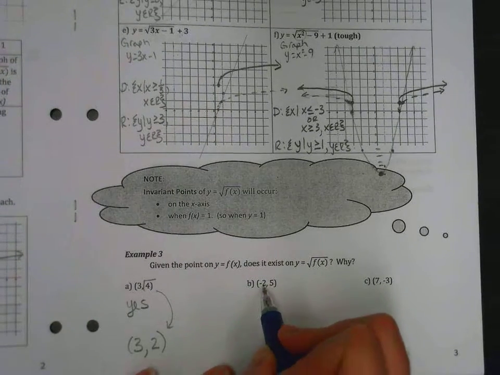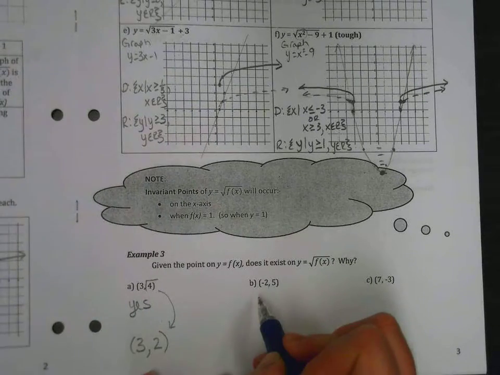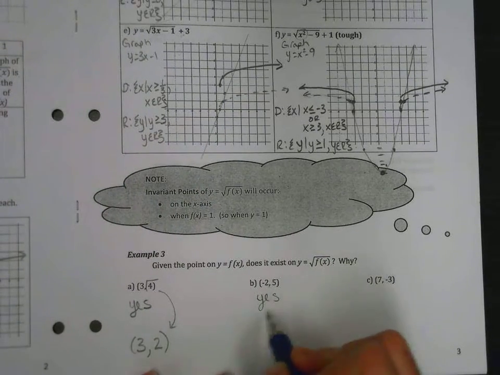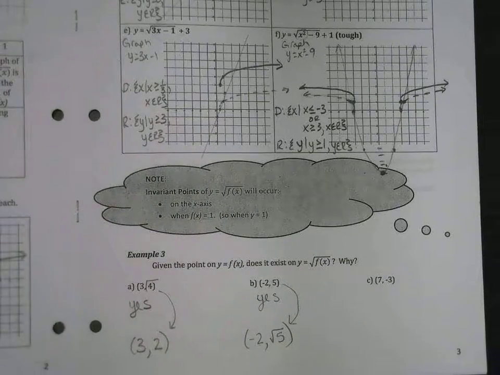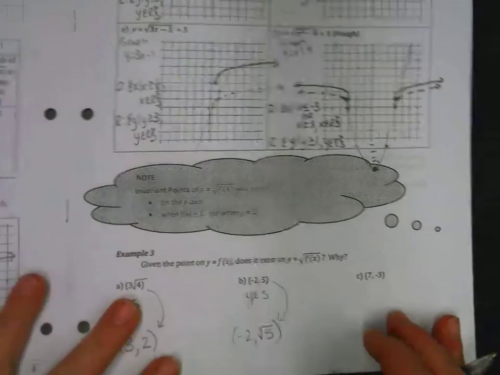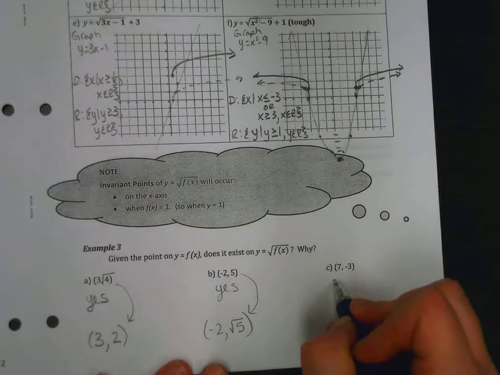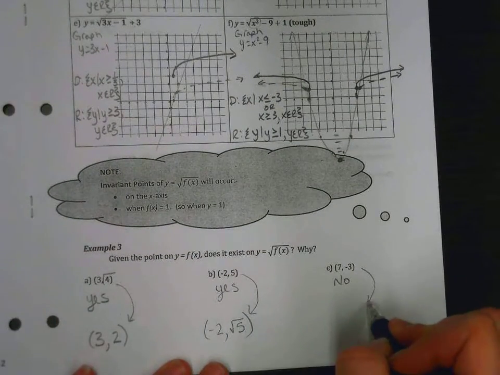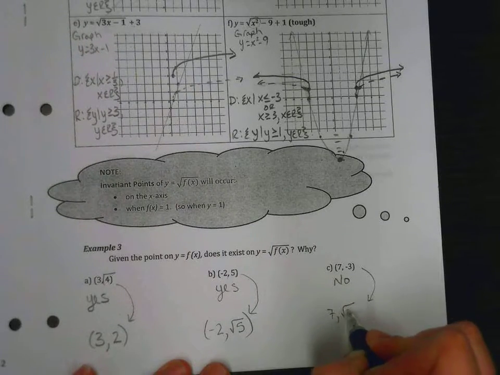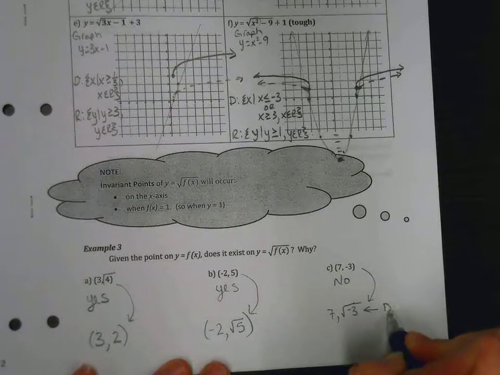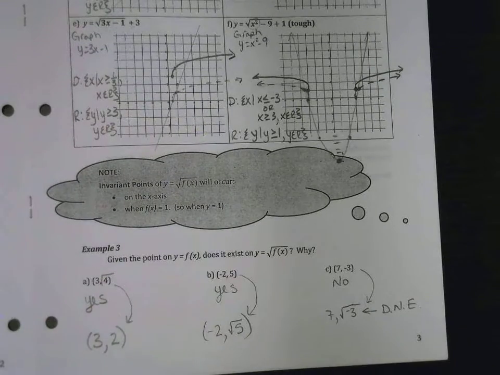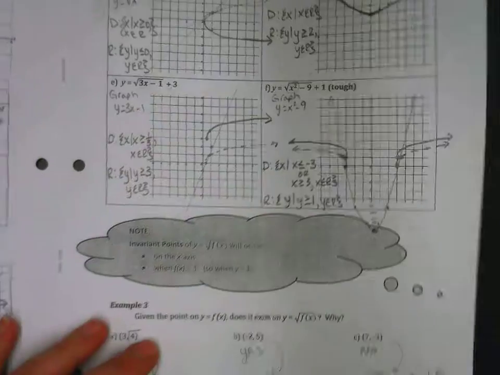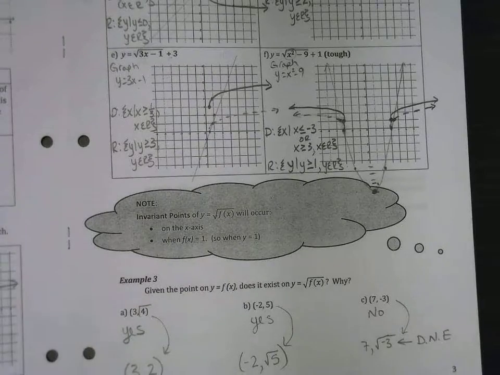What about here? The x value is negative. The y value is still positive, so this is still okay. So yes, this would actually become, 2 would stay the same, and then I'd take the square root of 5. Third point, no. Because I cannot take the square root of a negative value. So the biggest thing to remember is you're square rooting the y value, and you cannot take the square root of a negative. All right, and that is square rooting a function.